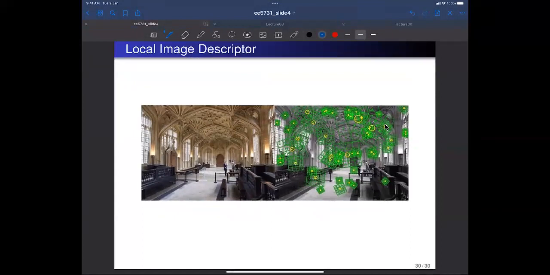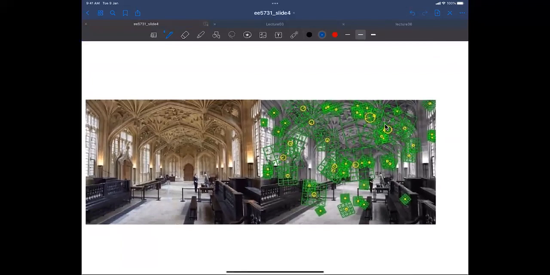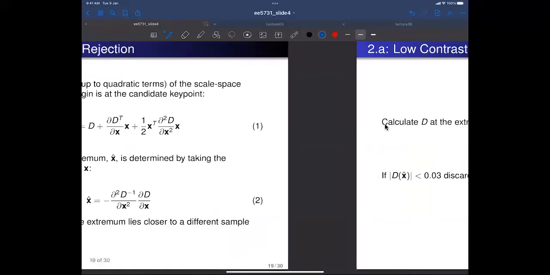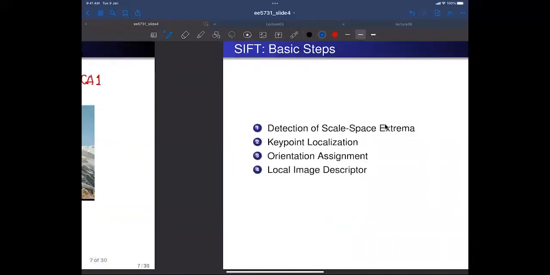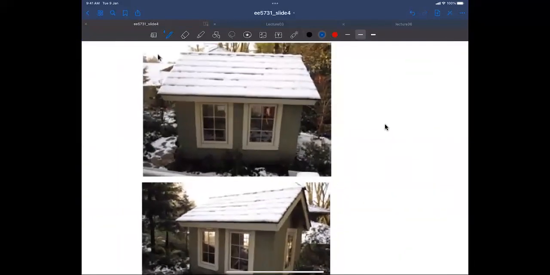Any questions? Yes. For the affine invariance, how do you deal with it? How can this deal with affine invariance? That's a good question. Affine invariance is the one that is shown here actually. So this one is called affine invariance, right?